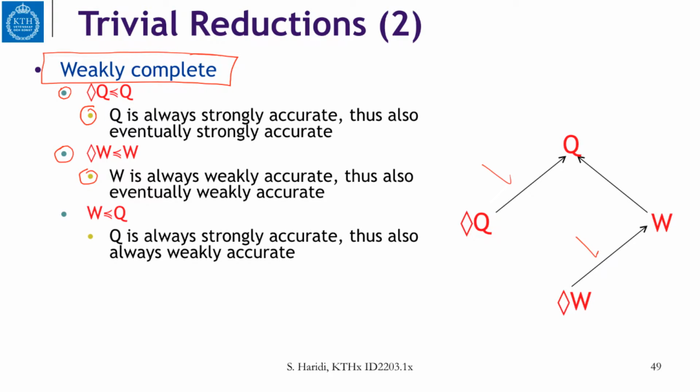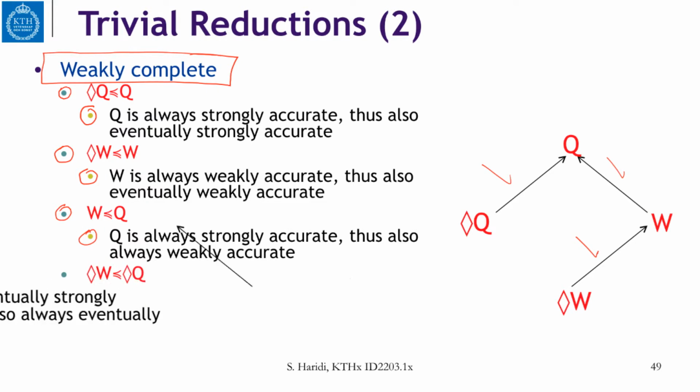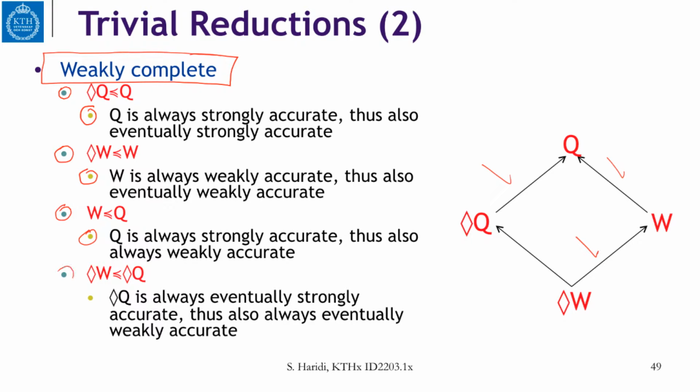In the same way, W is reducible to Q. Q is always strongly accurate, thus it is always weakly accurate. We cover this. And diamond W is reducible to diamond Q because diamond Q is always eventually strongly accurate, thus it is also eventually weakly accurate. So we cover these relations.